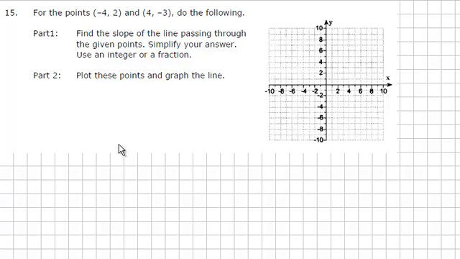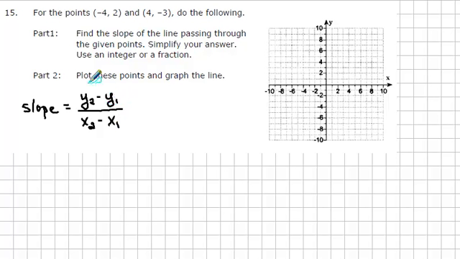So for Part 1, we're asked to find the slope. What we need to do is to recall the formula for slope. So recall that slope is equal to y2 minus y1 divided by x2 minus x1.